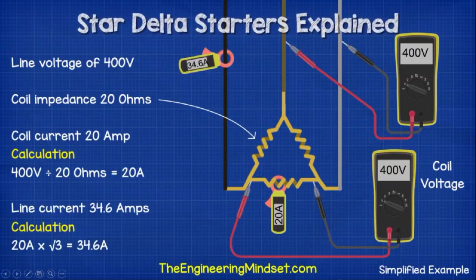But the current in the line will be different. It will be 34.6 amps, and we get that from 20 amps multiplied by the square root of 3, which gives us 34.6 amps. That's because the phase is connected to the 2 coils.